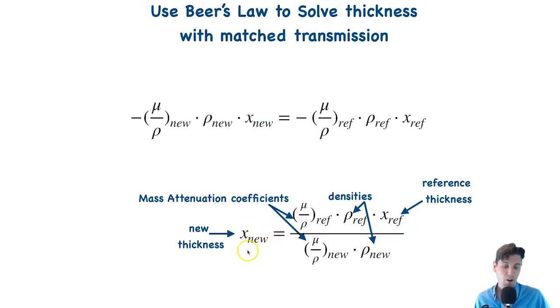So if we solve for x new, the thickness of that new material, we'll have an input: what's the reference thickness that we're going to have of the material? And then all these other things are just from the NIST website: the density of the material and the mass attenuation coefficients of the reference and then the new material.